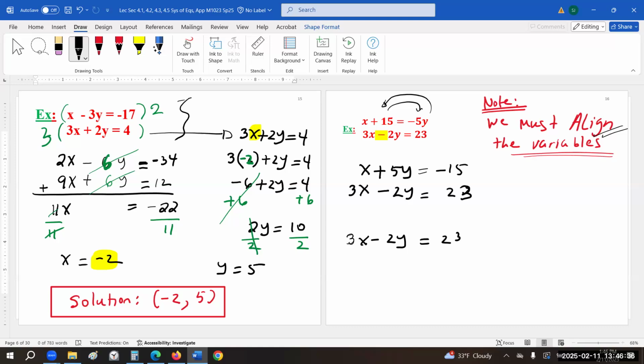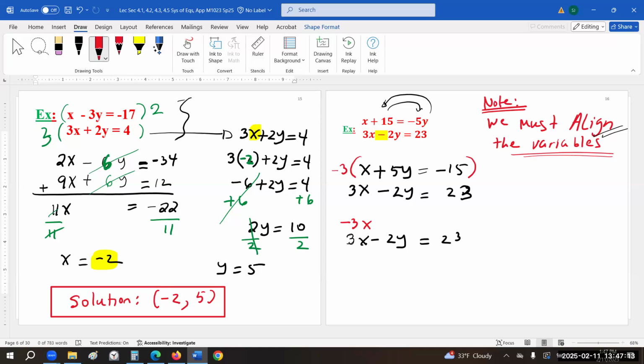But 3x plus 3x will give you 6x. I want negative 3. So negative 3x I want here. But how can you turn x into negative 3x? Multiply by negative 3. So multiply the entire equation by negative 3. So negative 3 and x gives us negative 3x. We can eliminate.